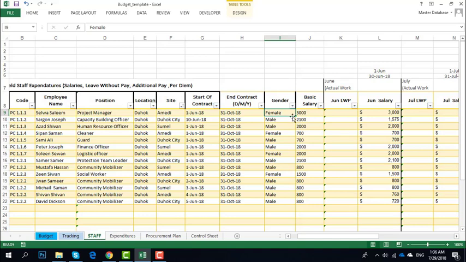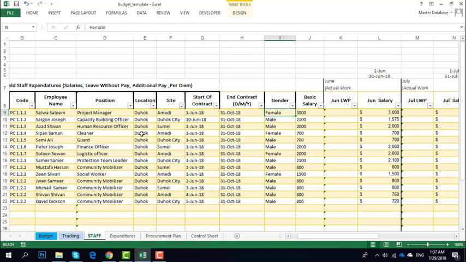Some of them are working on a full month. We don't depend on the actual days, we depend on a month. Okay, so let's go and see the staff. The staff who are working for non-profit organizations, whom we pay as per their daily basis.